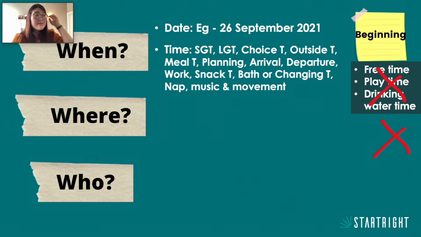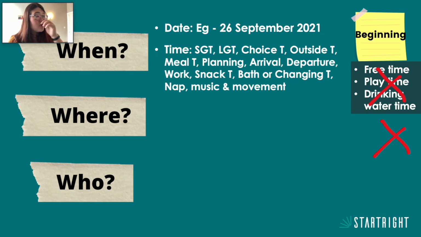Okay? Then mention time. The time here refers to whether it is large group time, small group time, choice time, outside time, meal time, planning, arrival, departure, work, snack time, bath time, changing time, nap time, music and movement. For preschool, you can use Bahasa class time, English class time, because there's just so many. But don't put 3 o'clock, 4 o'clock, because that is really not relevant. But what time is it specifically for the day? You get what I mean?